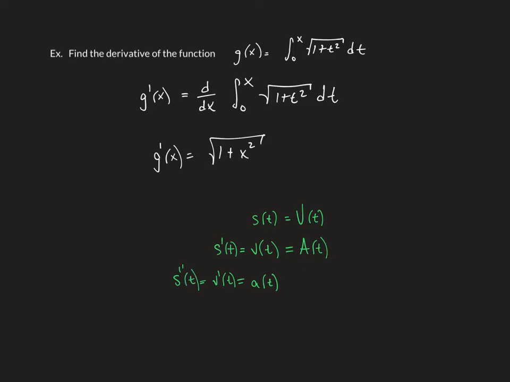So what if I said that I'm starting off with a velocity function here, and I'm told to take the antiderivative of that function? And then after that, I'm told to take the derivative of that function.